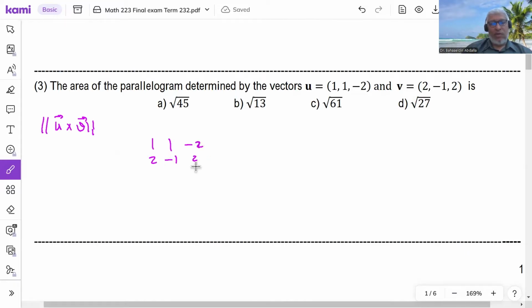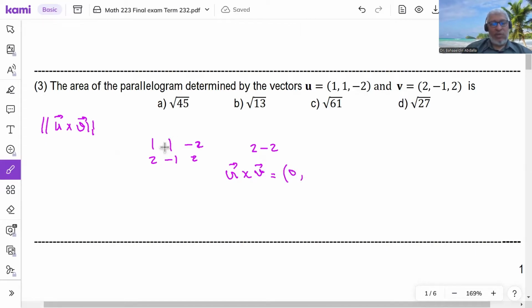How to find the cross product? We cover this one. 1 times 2 is 2, minus -1 times -2 is 2. So 2 minus 2, that's 0. So U cross V is a vector, and the first component is 0.